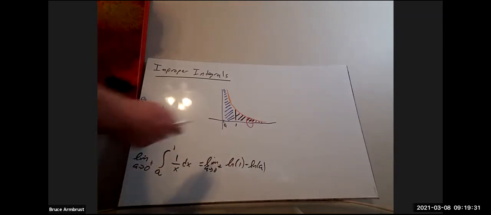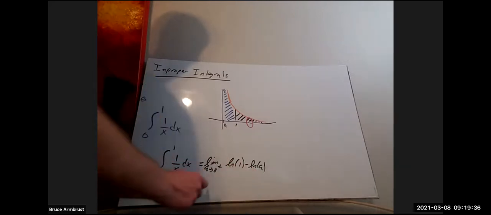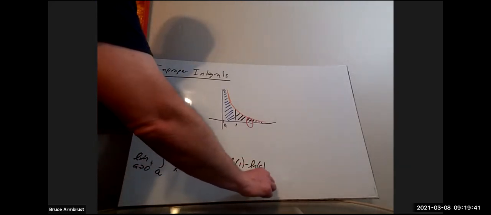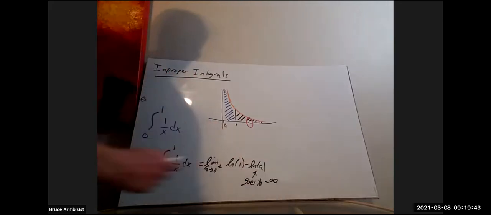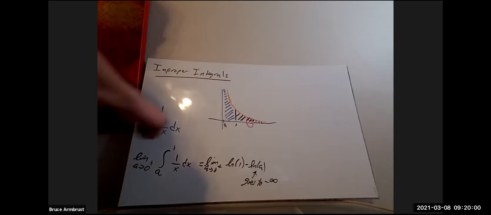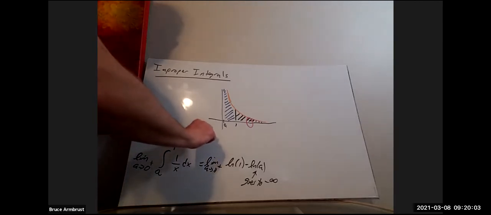Okay, so the natural log of 1, no problem. That's just 0. But the natural log of 0 goes to minus infinity. As you plug in numbers closer and closer to 0, the number that comes out of the natural log gets more and more negative, blows up. So because that limit doesn't exist, we can go back to this guy and say, all right, this diverges.